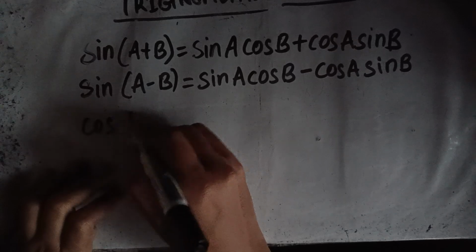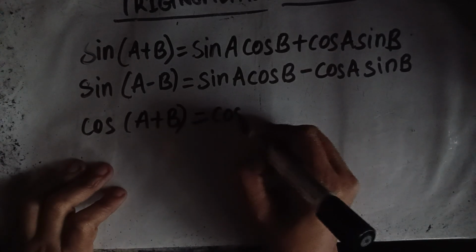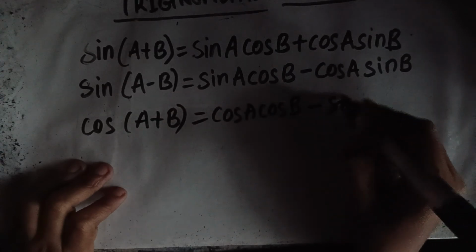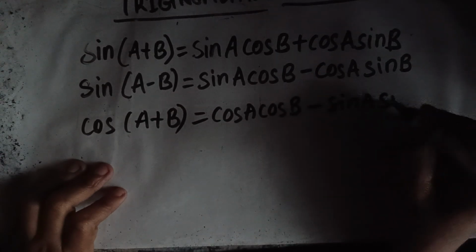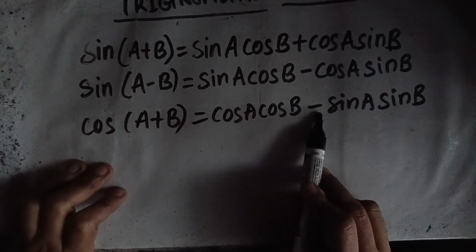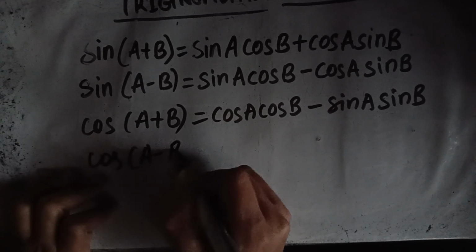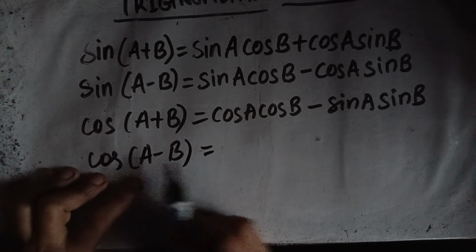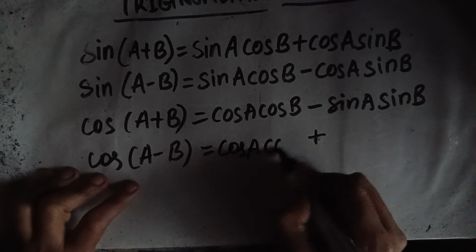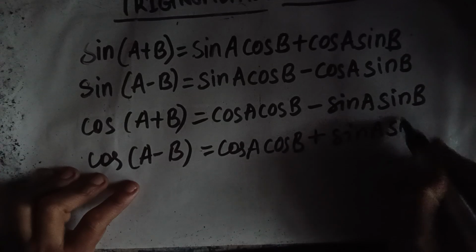Then we have cos A plus B. Here you have to take cos A cos B minus sin A sin B. So whenever there is plus, you have to put negative here. Again, everything remains same, but the sign changes. Here it is negative, here it will be positive: cos A cos B plus sin A sin B.